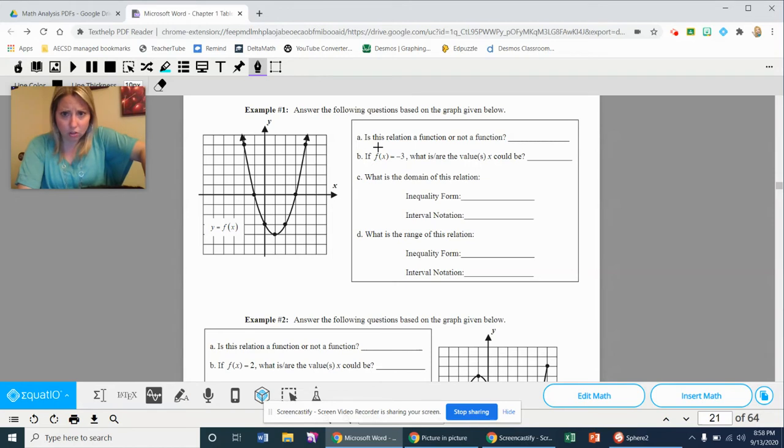Okay, is this relation a function or not a function? I'm going to circle function. I should have changed the color, but I will.